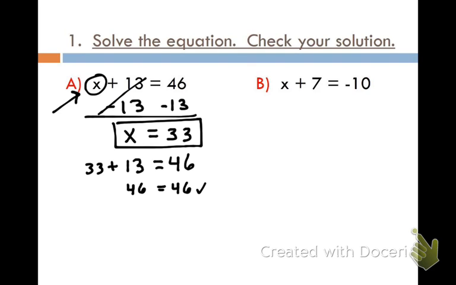Let's go on to problem B. X plus 7 equals negative 10. Let's go back to our rules that we had at the beginning. What's the first thing you have to do? Look at the steps. What does step number 1 say? Identify the variable. What is my variable? X, okay? Step number 2, what's it say? Move the number that's keeping the variable from being all alone. Addison, what's keeping the variable from being alone?